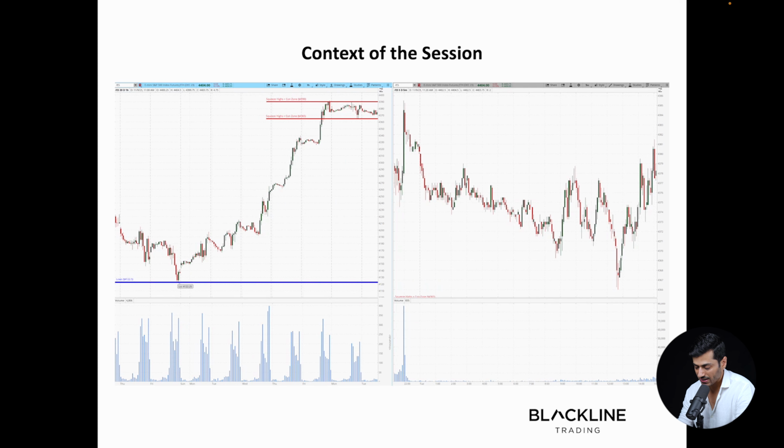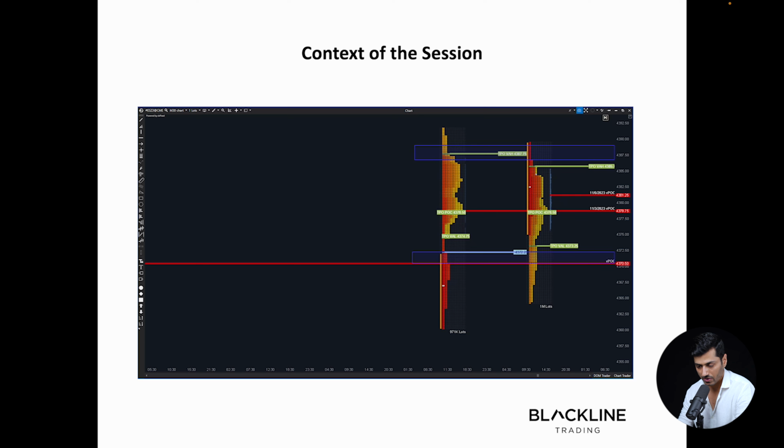Now, having that in mind, let's try to look at the market from the order flow perspective. In the order flow perspective, this is a TPO chart. This is the price behavior for one day. This is the day of the squeeze. As we discussed earlier, we broke out of a massive balance.